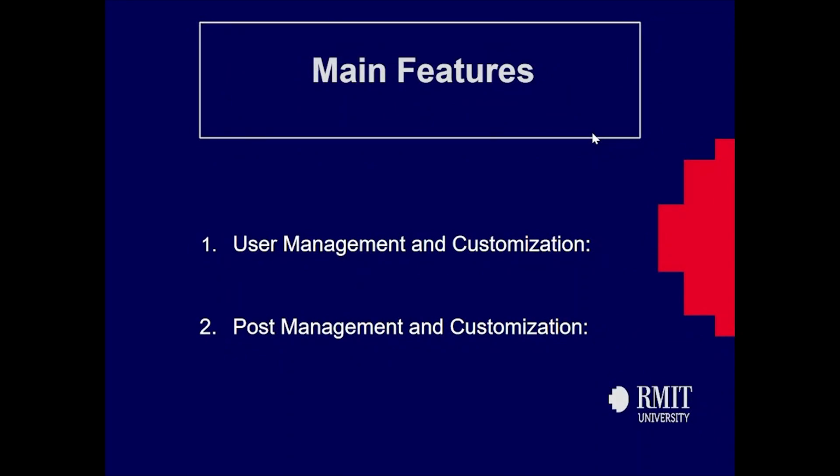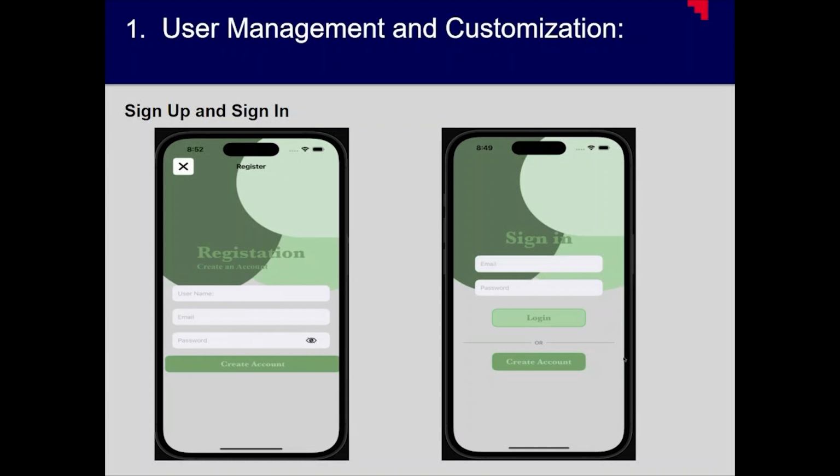Now we talk about the main features. My part is user management and customization. In this part, we have sign up and sign in. The logic of sign up and sign in is similar, but there are some differences. When signing up, we need the email, password, and username. We use Firebase authentication, which has a function to create a new account for the user, and all user information is stored in Firebase.